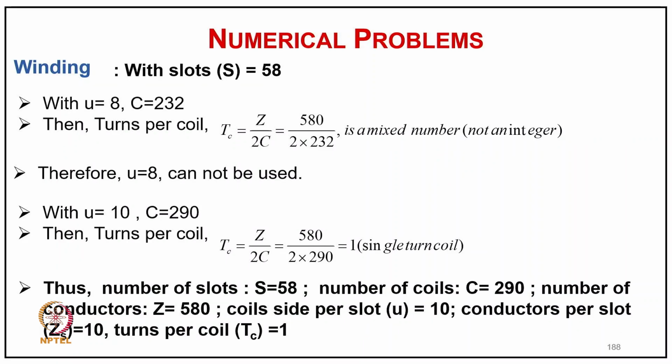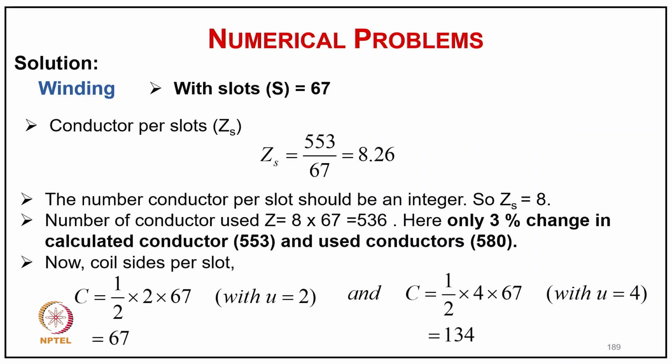Now with U equal to 10 and C equal to 290, the turns per coil is equal to Z upon 2C. The number is a mixed number, it is not an integer. Therefore U equal to 8 cannot be used. With U equal to 10, the turns per coil is equal to Z upon 2C, which is equal to 1. So it's a single turn per coil. Therefore, number of slots S equal to 58, number of coils 290, number of conductors Z 580, coil sides per slot 10, conductors per slot 10, and turns per coil equal to 1.